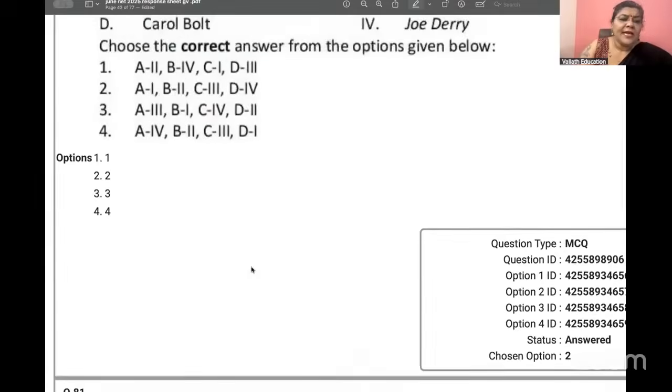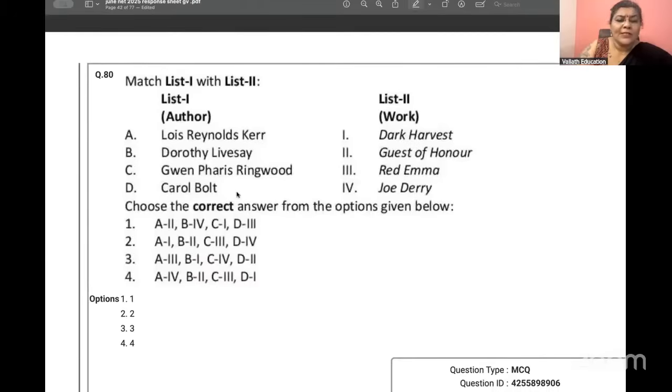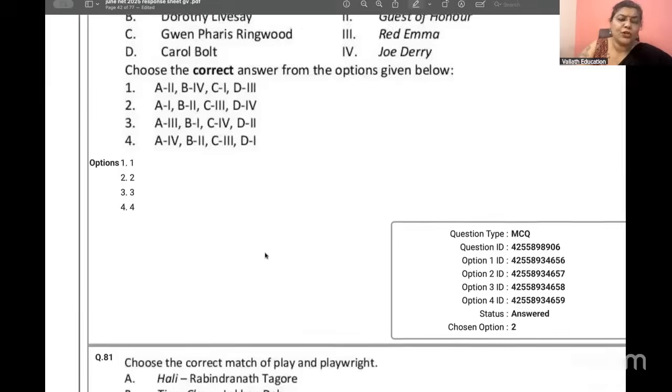I don't know what you will think. Anyway, next one. Now, this also is confusing and difficult because these are all Canadian names. Only Dorothy Livesay I know. This is a difficult question. Without studying, we can't answer. I myself did not know.